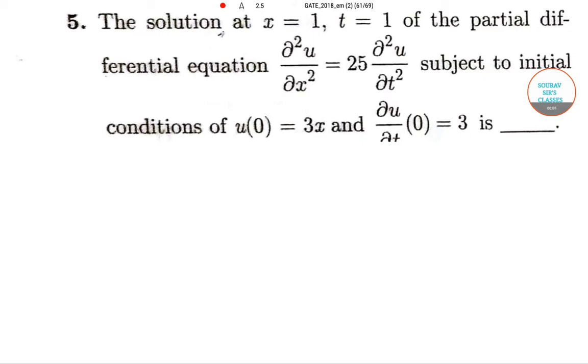Today we'll be solving the Civil Engineering GATE exam paper of year 2018. We'll be solving today question number 5 from the Engineering Mathematics portion of the paper.